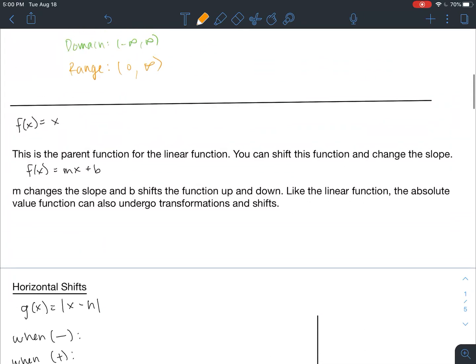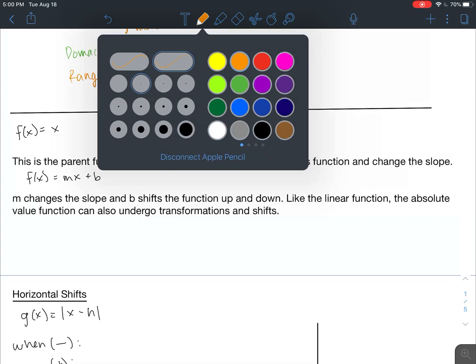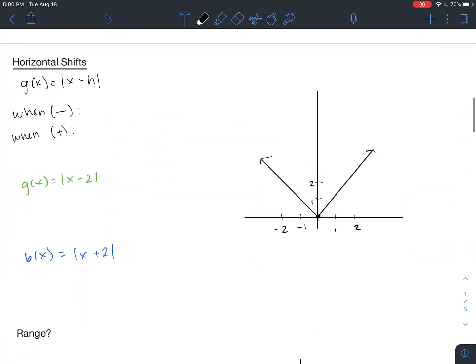Okay, this is just a note telling you the similarities between the review and what we're doing here. Just like the linear function could undergo transformations, and that would be in the form of y equals mx plus b, this would change the slope and the y-intercept. Likewise, the absolute value function can also undergo transformations, and that's what we're going to talk about right now.